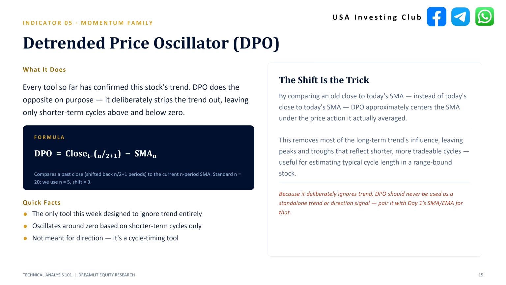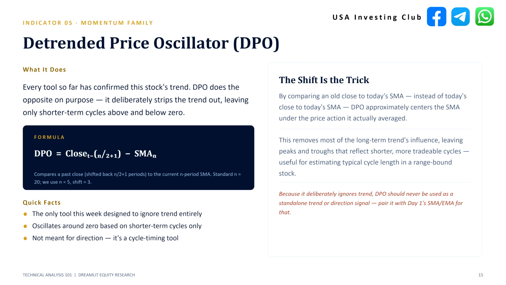The Detrended Price Oscillator, DPO. Every tool so far this week has, in one way or another, confirmed this stock's trend. DPO does the opposite. On purpose, it deliberately strips the trend out, leaving only the shorter-term cycles that sit above and below it. Here's the formula.